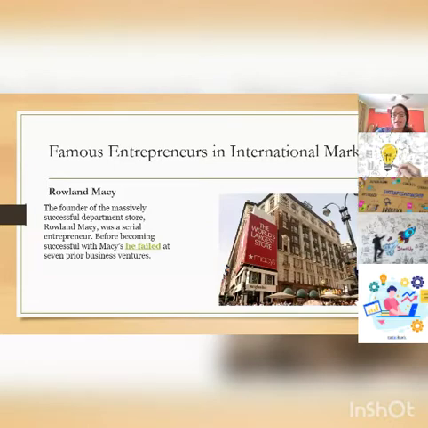So how did they start? They started with their founder, Rowland Macy. Rowland Macy, the founder of the massively successful department store, was a serial entrepreneur. Before becoming successful with Macy's, he failed. He failed. It means he didn't do it right away. He had to work very, very hard before being this rich.